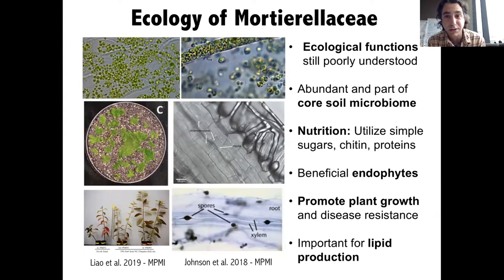So the ecology of Mortierellaceae is still not really understood. Peter gave a good overview that they might be implicated in necromass turnover in soils. For sure, Mortierellaceae are a core part of the soil microbiome. Nutritionally, they can utilize simple sugars. They are very good at utilizing chitin, and in their genomes, protein. Their genomes are enriched in protease enzymes. A number of the groups have been shown to be endophytes in plants, and in some cases can promote plant growth. And these are industrial fungi. They're used in lipid production commercially.